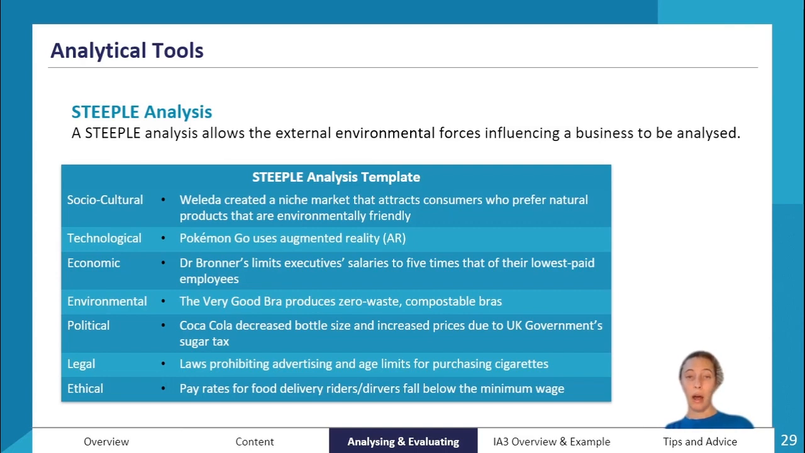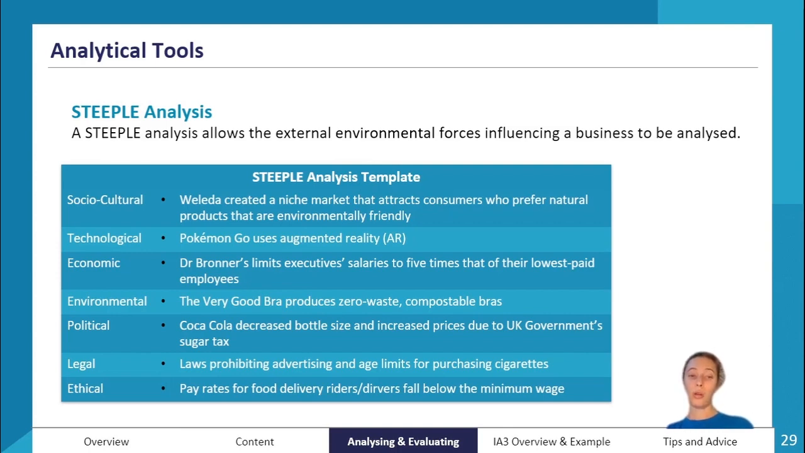Environmental, the Very Good Bra, which is a sustainable kind of organization that makes bras that are completely without wasteful materials. It has that offering of compostable bras, so you're not going to throw it out and it goes into landfill and contributes to environmental problems. So that's where that fits into that environmental space.